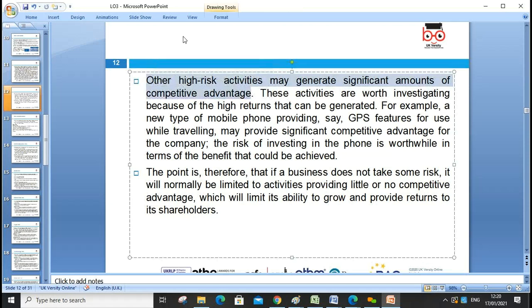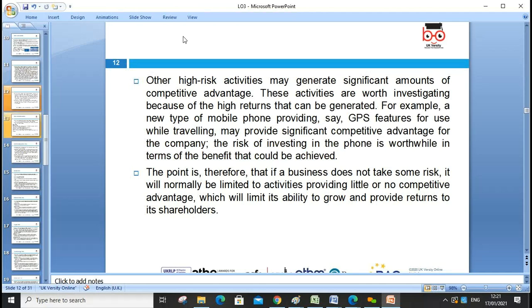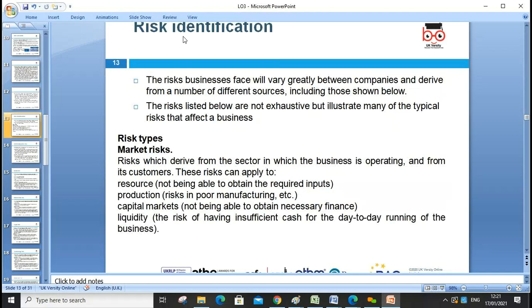GPS. What is a GPS? Yes, which is global positioning system technology. If we use it, we can monitor where things are. So if we are using this in our mobile phone and we are offering that mobile phone, it's more of an advantage, but there is a cost involved as well. So we need to think about research and development.